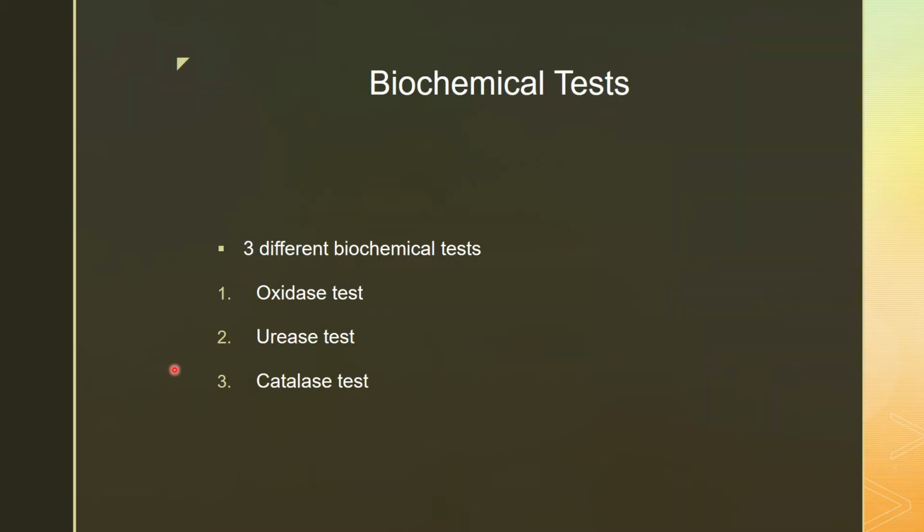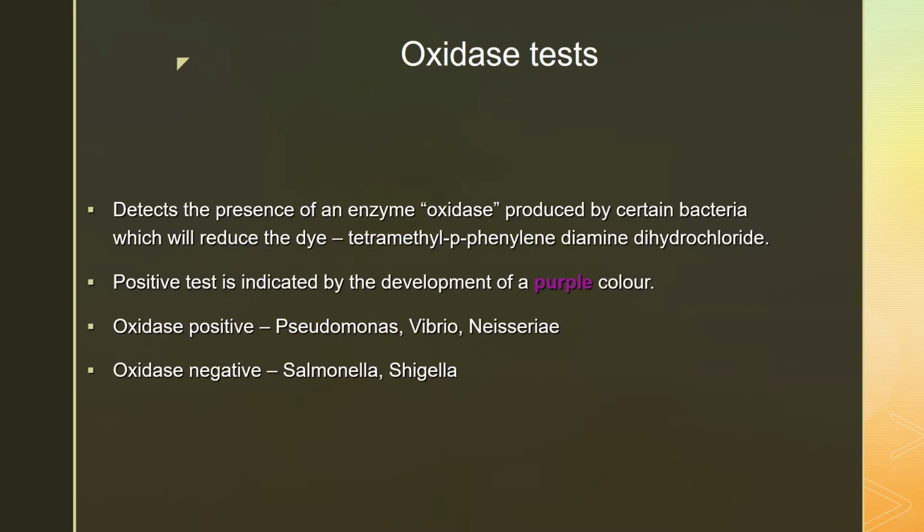In today's lecture I'm gonna discuss three biochemical tests: oxidase test, urease test, and catalase test. These tests are also used for the identification of the microorganism. So first is oxidase test.